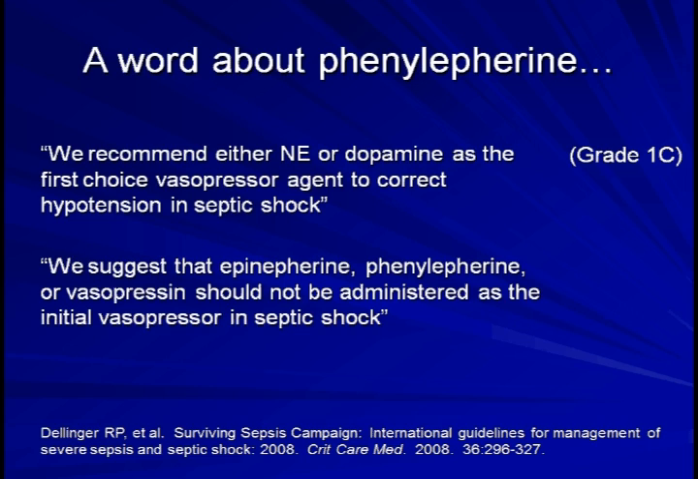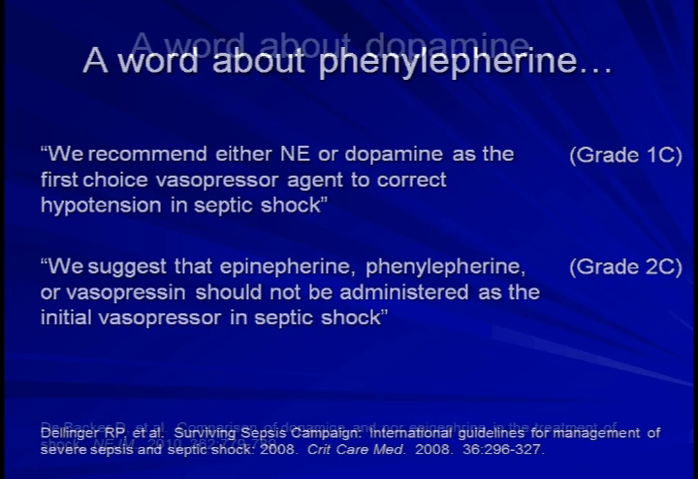The second statement is given a grade 2C. This means there was disagreement as to whether it should be a recommendation at all, and there was no evidence about it one way or another. In other words, they really don't know. I think the point the Surviving Sepsis campaign is trying to make is a good one, but if you feel quite confident that a given patient in front of you has pure distributive shock and that their cardiac function is completely normal, using phenylephrine as a first-line agent is perfectly acceptable.